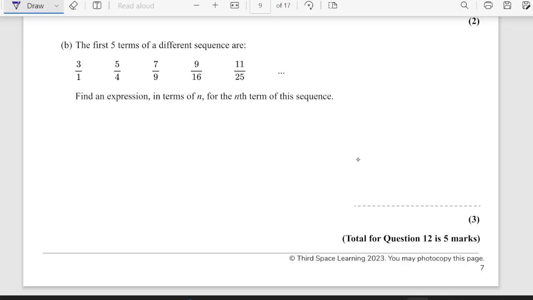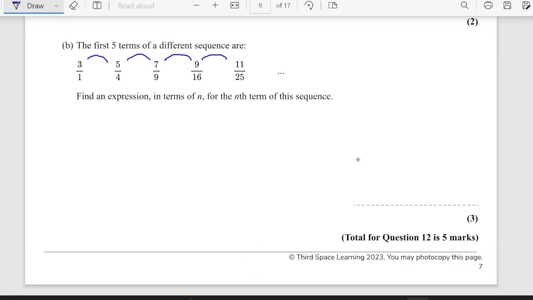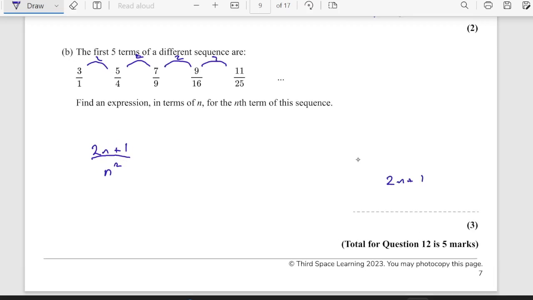So if I look at the numerator and the denominator as separate parts, the numerators are going up by 2. So if I were to describe the numerator as a sequence, it would be 2n plus 1, because they're all 1 bigger than the 2 times table. And then if I look at the denominator separately, 1, 4, 9, 16, 25 is just n squared. So all we're looking at is 2n plus 1 over n squared.